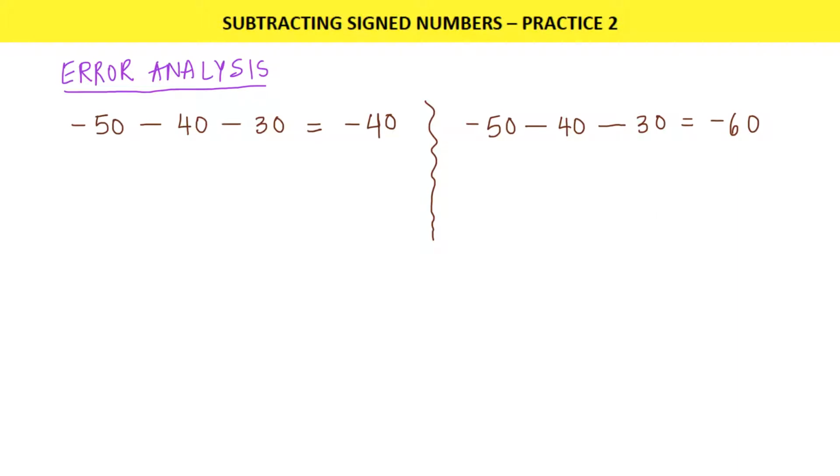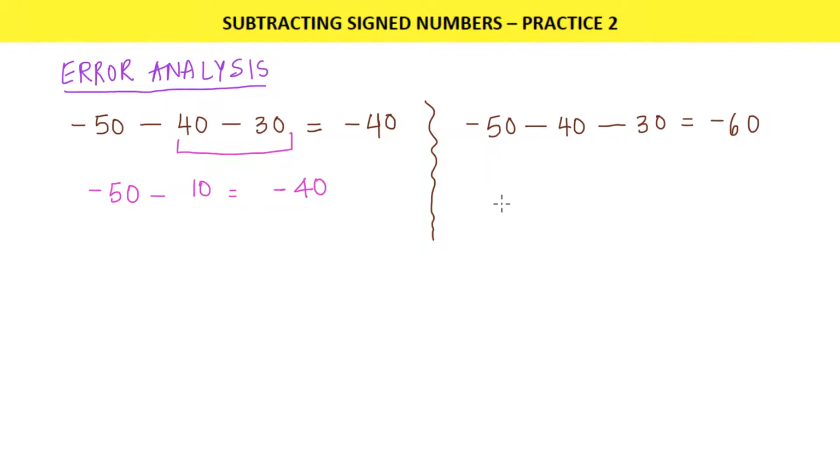Hope you spent some time thinking about what these students might have done. So now let's work on it together. I think what this student has done is basically the student did 40 minus 30, which is 10. And then the student did 50 minus 10, that's 40. And since there was a negative sign in between, they just put a negative here and got negative 40.